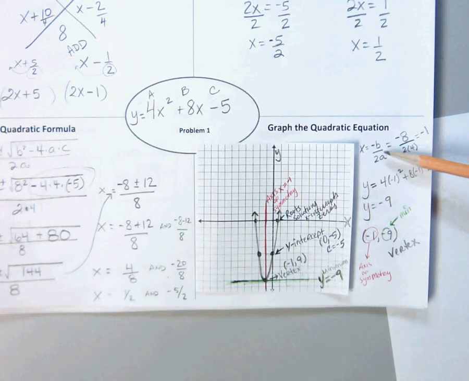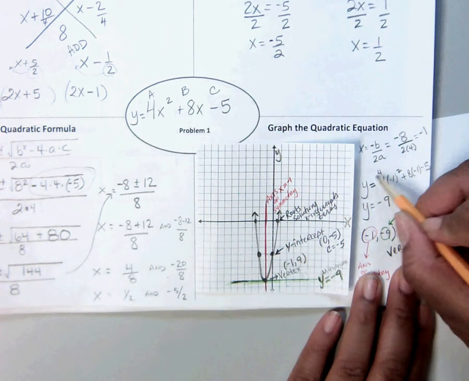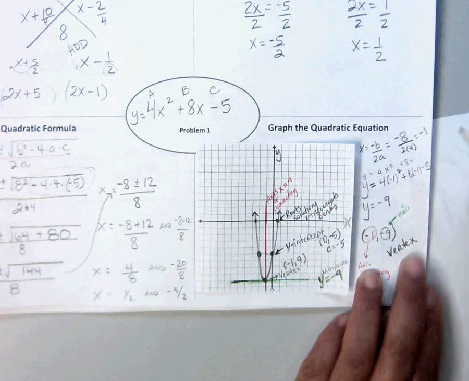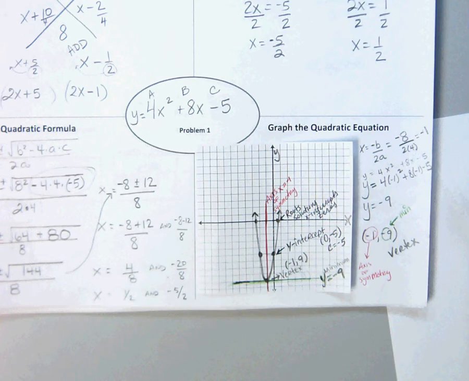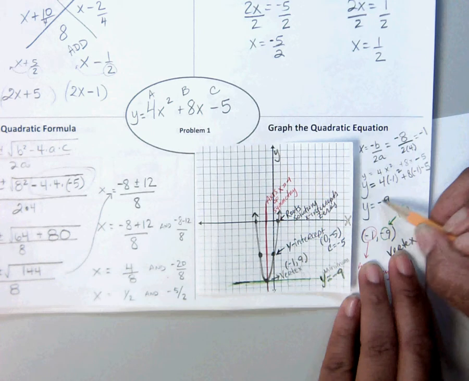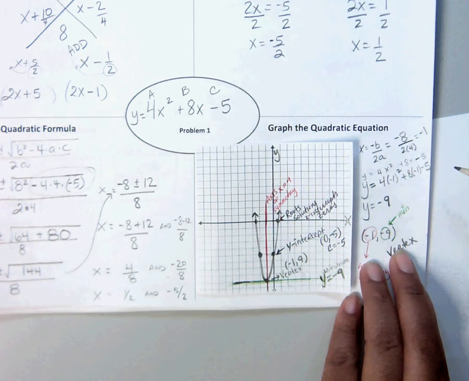We use negative b over 2a equals negative 8 over 2 times 4, which gives me negative 1. Now I take that x and plug it into the equation. So let me write the equation above this. Y equals 4x squared plus 8x minus 5. Plug in negative 1 in the x spot here and here. And when I multiply and add all of that together, I get negative 9. So now I have the vertex, negative 1 comma negative 9.